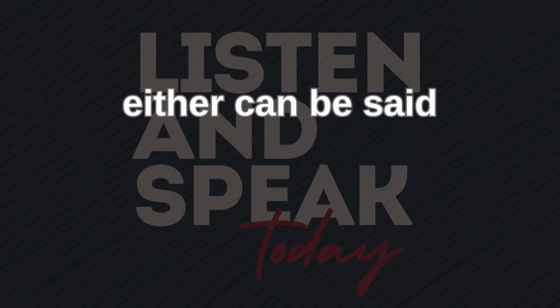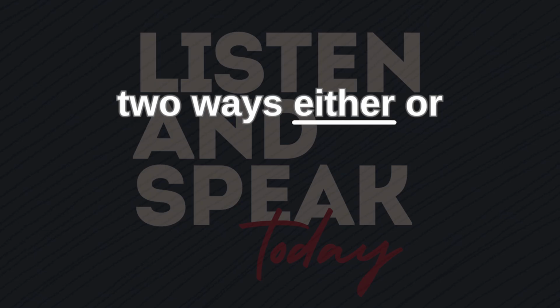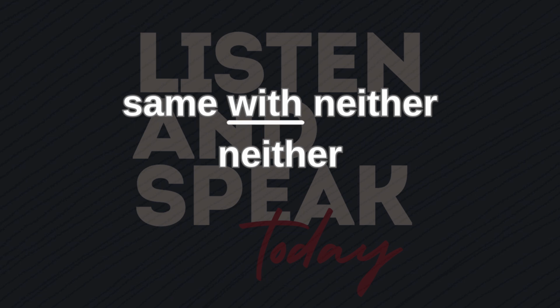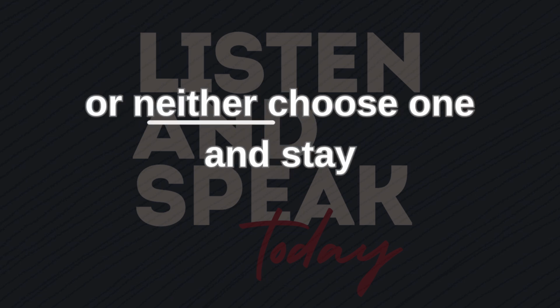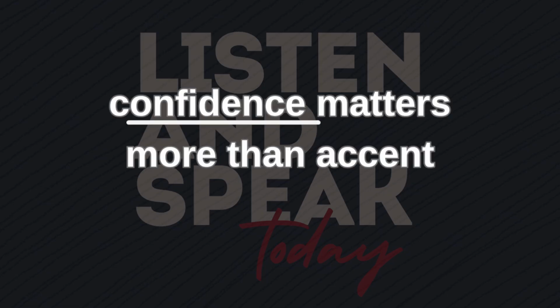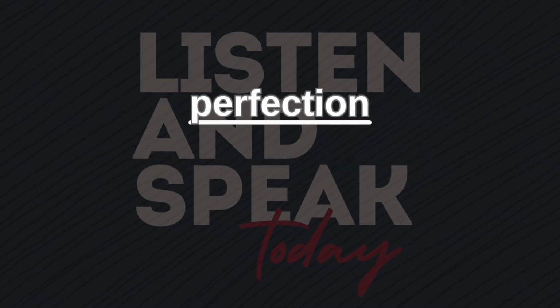Quick note on pronunciation. Either can be said 2 ways. Either or either. Both are correct. Same with neither. Neither or neither. Choose one and stay consistent. Confidence matters more than accent perfection.